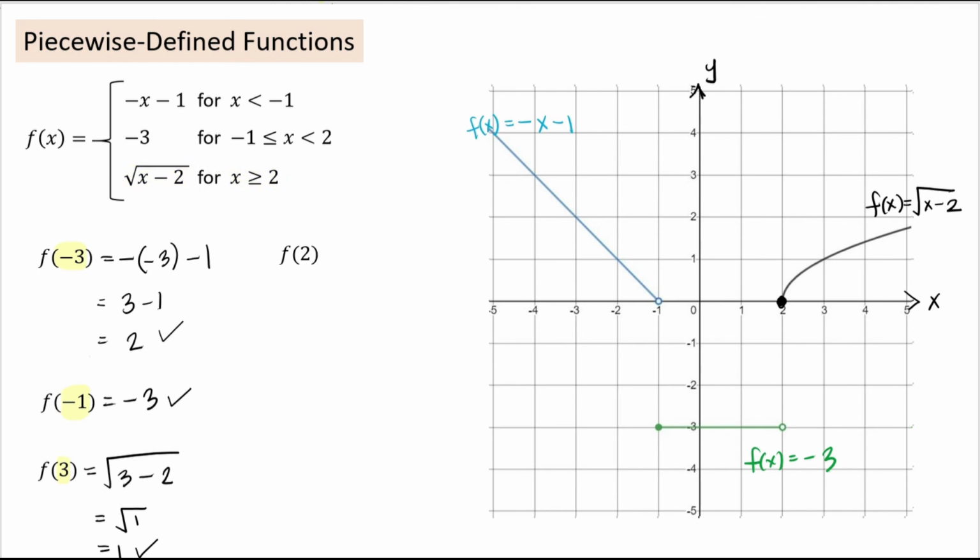Lastly, let's compute f of 2. x is equal to 2, which is in the domain of f of x is equal to square root of x minus 2. So we get f of 2 is equal to square root of 2 minus 2, which is 0.